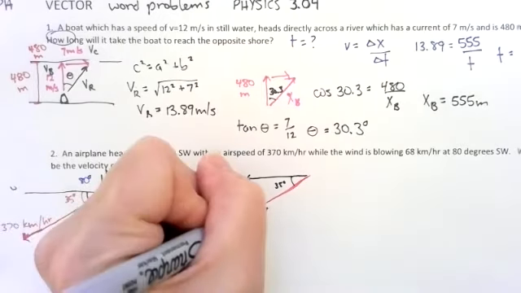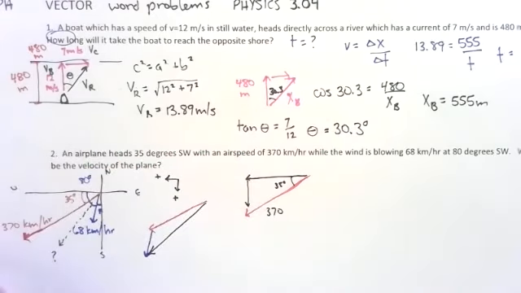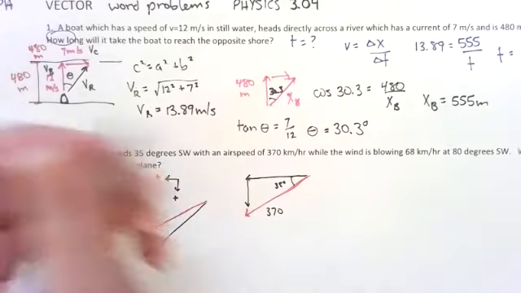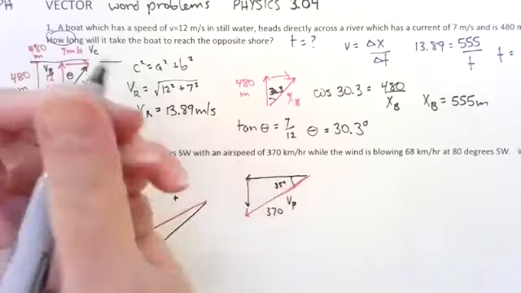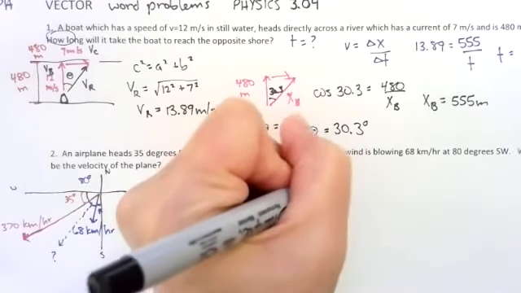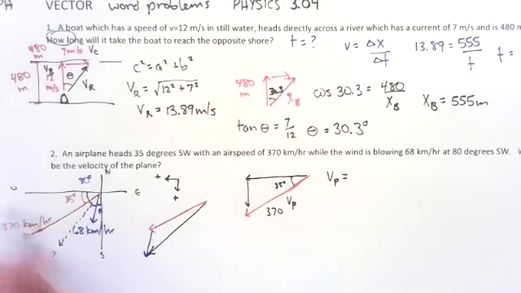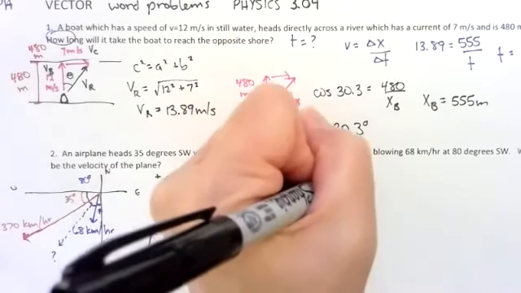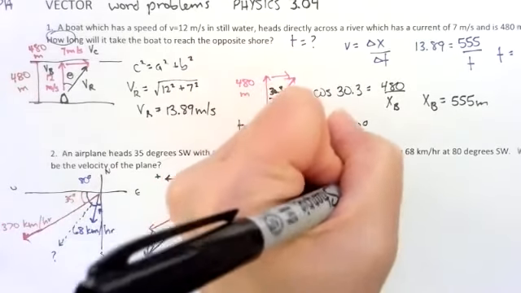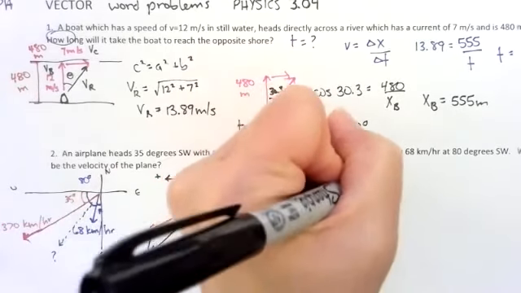This is 370. So that means, let's call this velocity of the plane. So we'll call this VP. So that means that VP, and remember I made these positive, is going to be 370 cosine 35 I plus 370 sine 35 J.